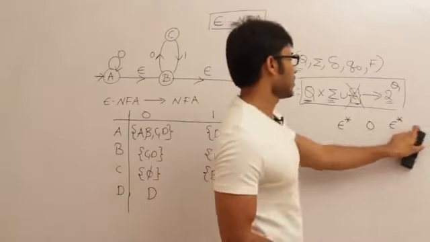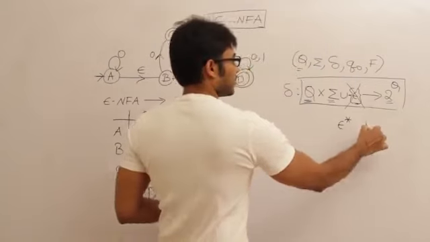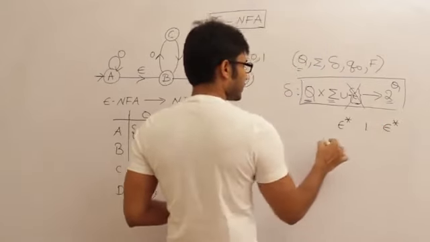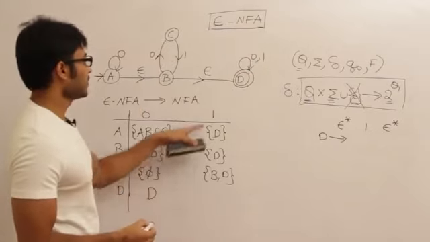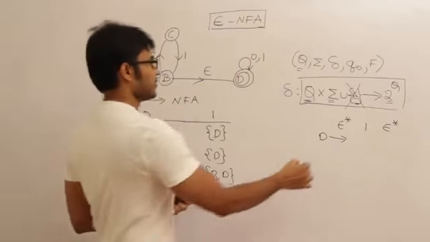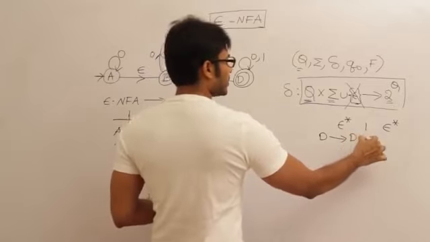Fine. And what about D on 1? So again find the epsilon closure of D and then find the transition on 1. So what is epsilon closure of D? Epsilon closure of D is simply D. And what is D on 1?